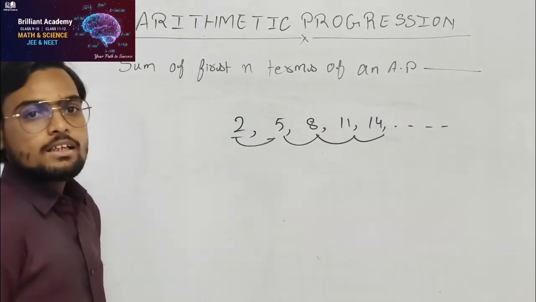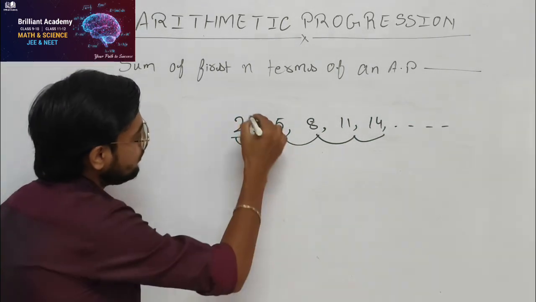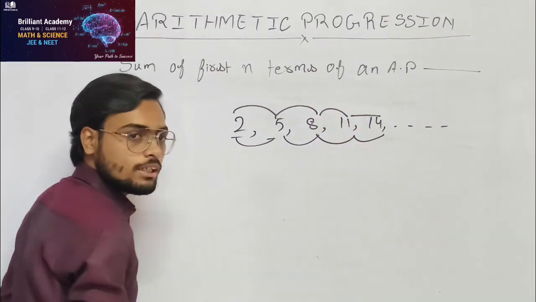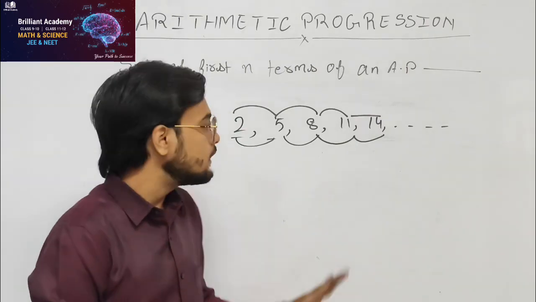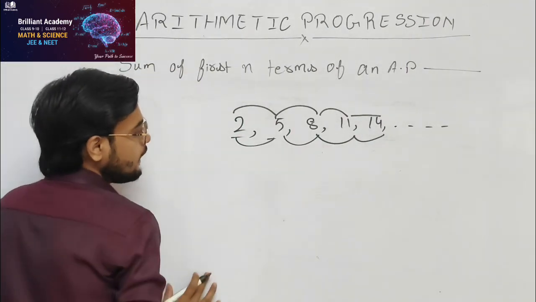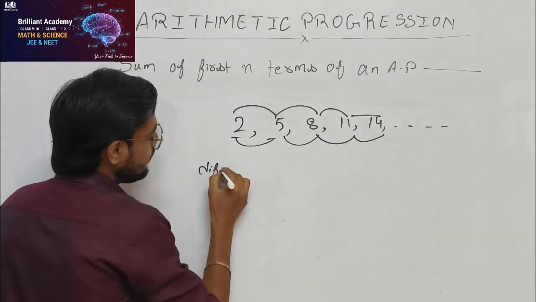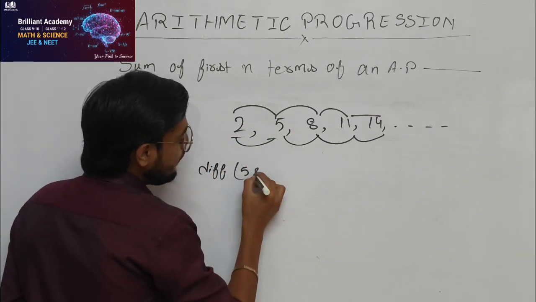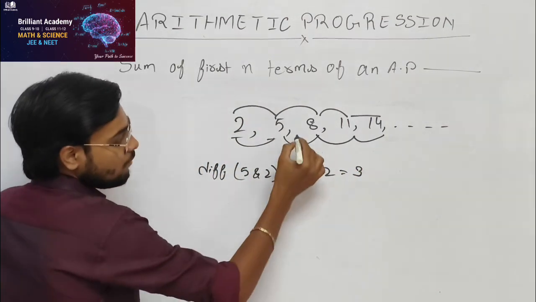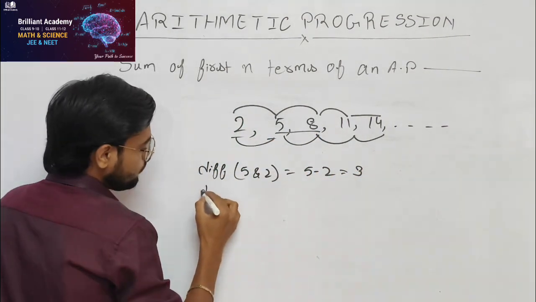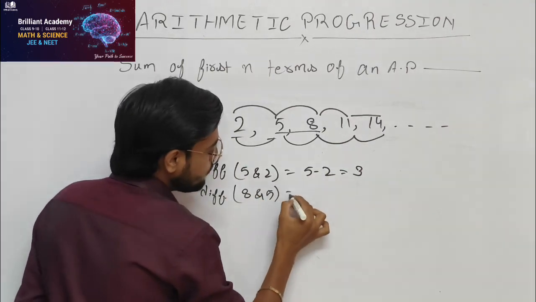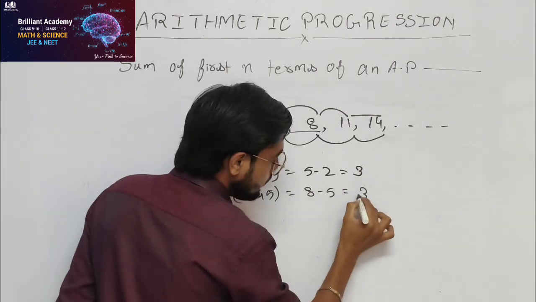Now the question is, if the difference of these consecutive terms, 2 and 5, 5 and 8, 8 and 11, and 11 and 14, are equal, then we say that this series is in an AP. Okay, so let's check whether they are the same or not. First we see the difference of 5 and 2, which is 5 minus 2, that is 3. Now the difference of 8 and 5 is 8 minus 5, that is 3.